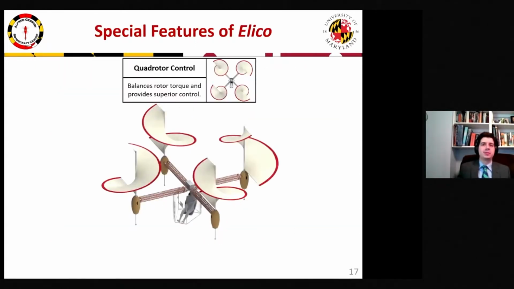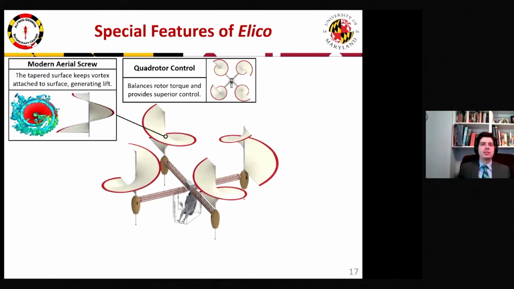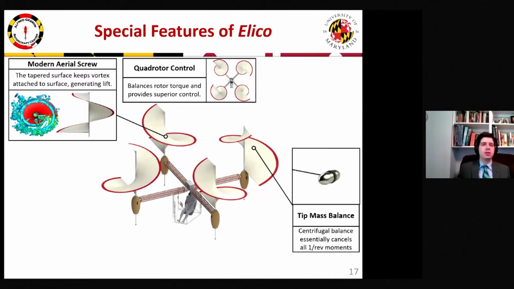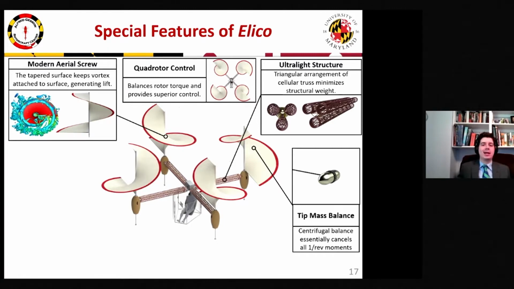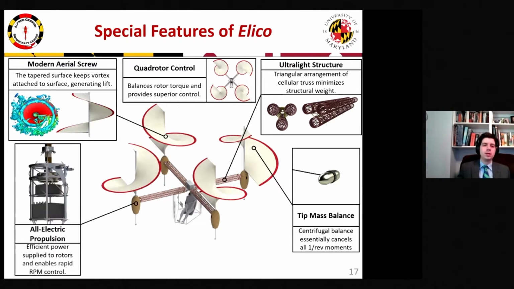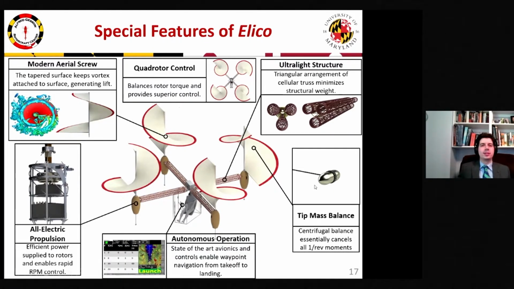And here are a few special features of Helico, as well as an overview for the remainder of this presentation. The modernized aerial screw is designed to generate lift through a vortex attached to the upper surface, and a small tip mass extends out from the shaft to essentially cancel all 1 per rev moments. While we're able to generate thrust, every ounce is critical, and so the triangular configuration of cellular trusses in the support arms minimizes the structural weight. The rotors are powered by an all-electric power plant for efficient power distribution and rapid RPM control. And lastly, Helico is equipped to complete this flight completely autonomously based on waypoint navigation.